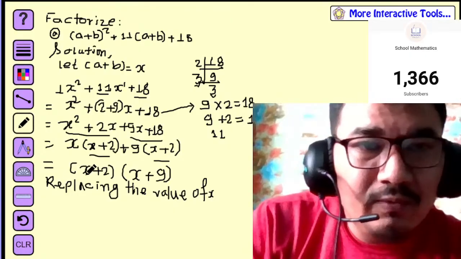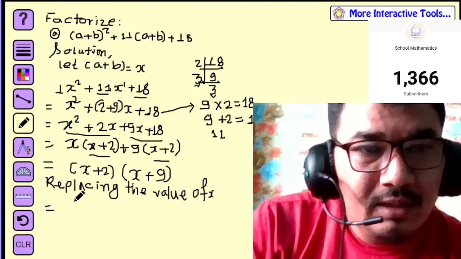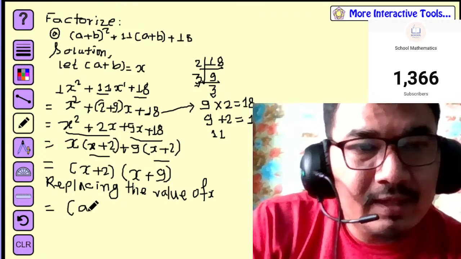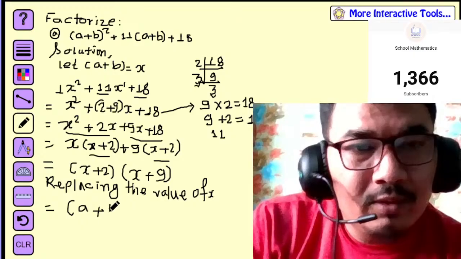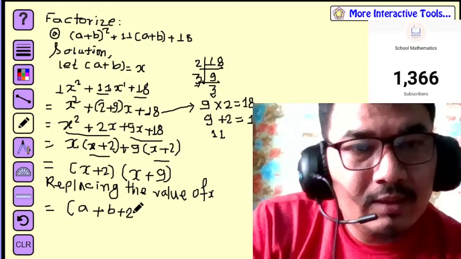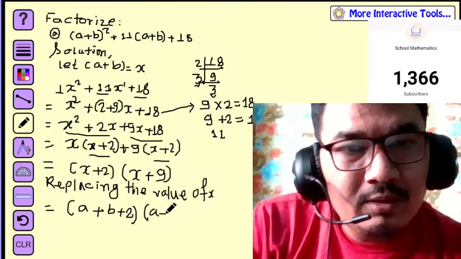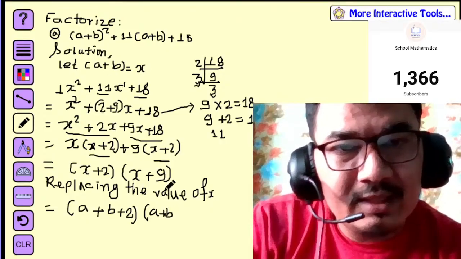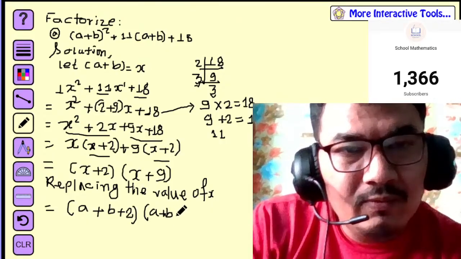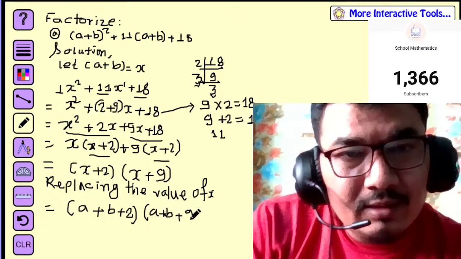Now when you replace the value of x, then in place of x we have to write a plus b. Then what will happen here? These are the two factors. In place of x we are writing here a plus b, then plus 2 written the same as it is. And second one again this is x, that's why in place of x we have to write a plus b, because we have supposed a plus b means x, that's why in place of x we are writing the value of this x. Now this is plus 9.